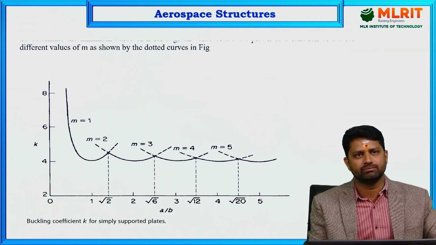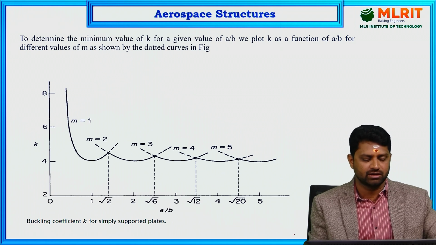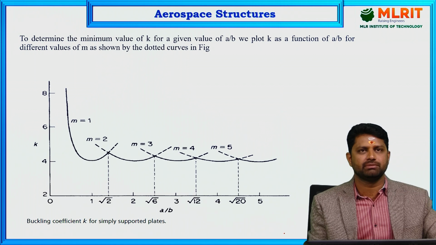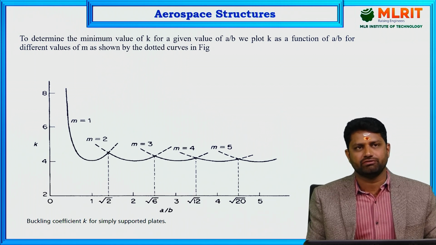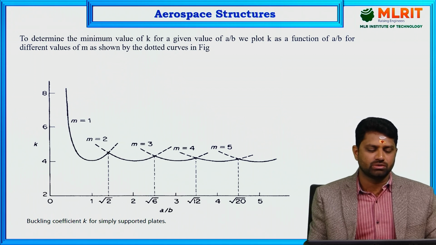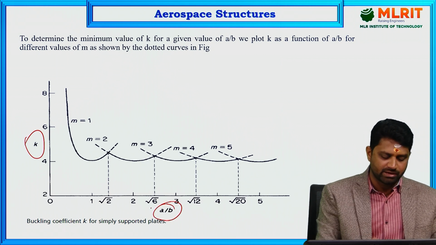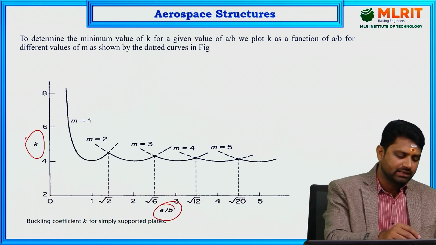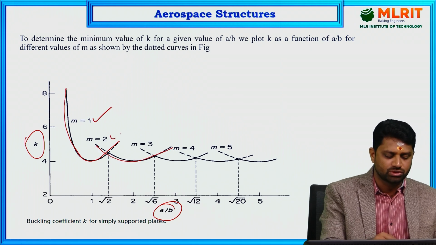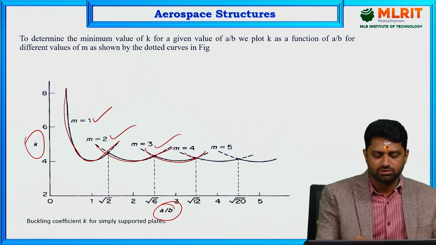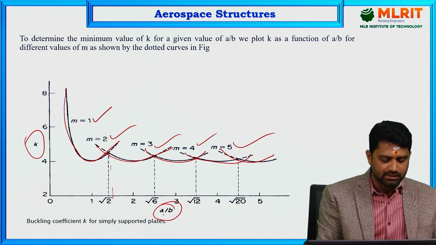Now this diagram will clearly explain the plot of k versus a by b. If you want to determine the minimum value of k for a given value of a by b, we plot k as a function of a by b for different values of m, as shown by the dotted curves in the figure. In this diagram, this is the m equals 1 curve, this is m equals 2, this is m equals 3, this is m equals 4, and this is m equals 5 curve. The lowest envelopes are taken here.